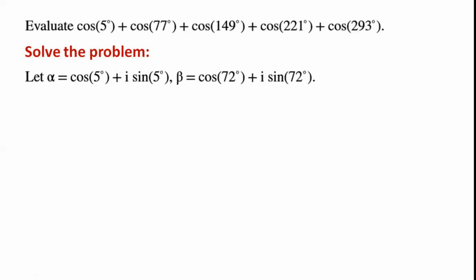So we let alpha equal cosine 5 degrees plus i sine 5 degrees, beta equal cosine 72 degrees plus i sine 72 degrees. Euler's formula: e to the power of i theta equals cosine theta plus i sine theta.